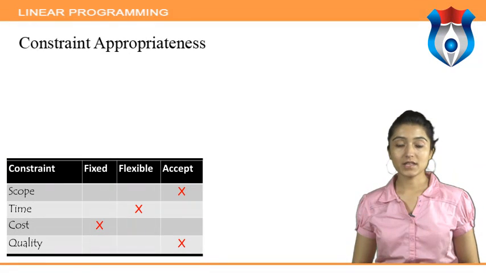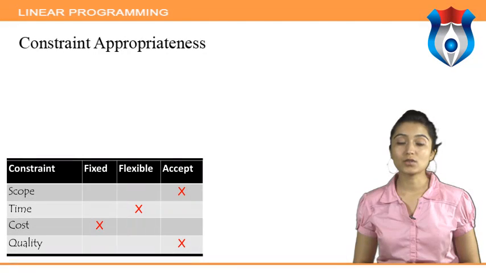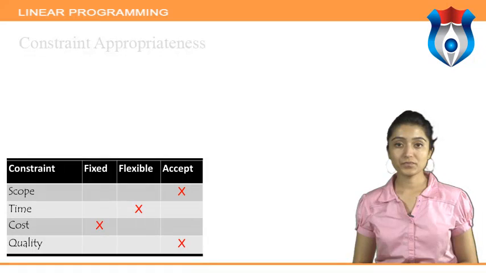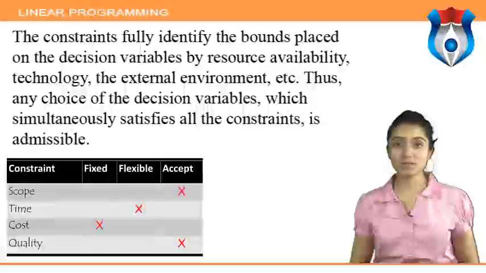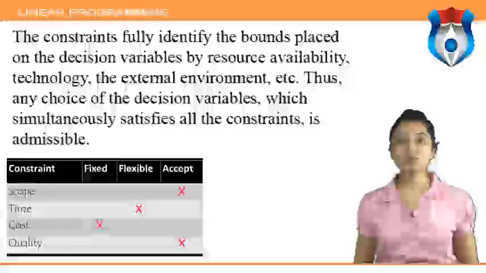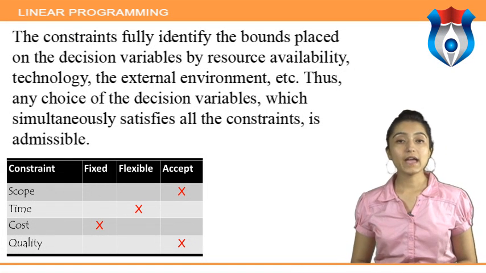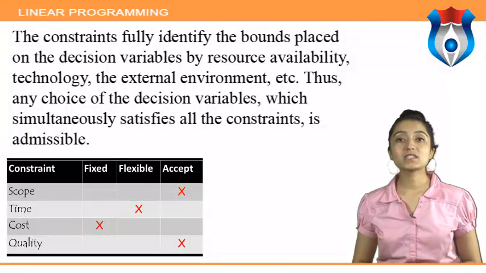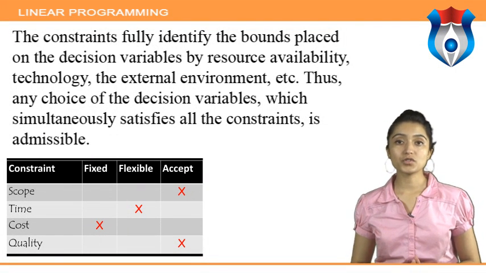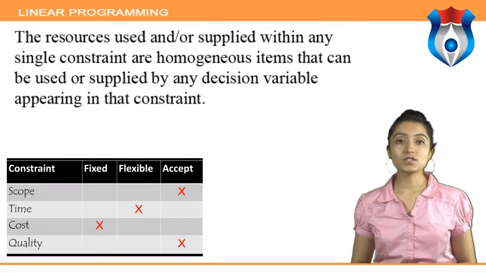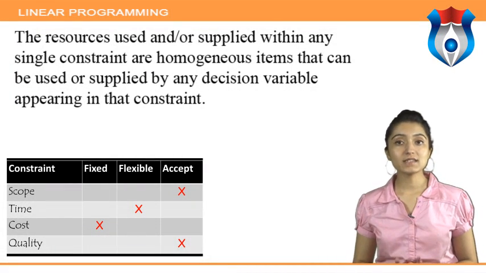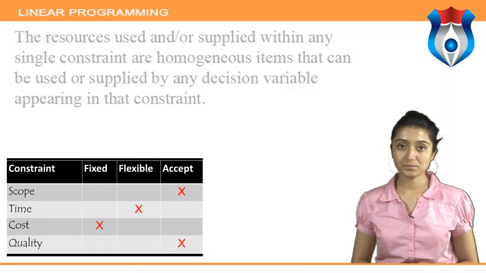Constraint appropriateness. The third appropriateness assumption involves the constraints. Again, this is best expressed by identifying sub-assumptions. The constraints fully identify the bounds placed on the decision variables by resource availability, technology, the external environment, etc. Thus, any choice of the decision variables which simultaneously satisfies all the constraints is admissible. The resources used and/or supplied within any single constraint are homogeneous items that can be used or supplied by any decision variable appearing in that constraint.